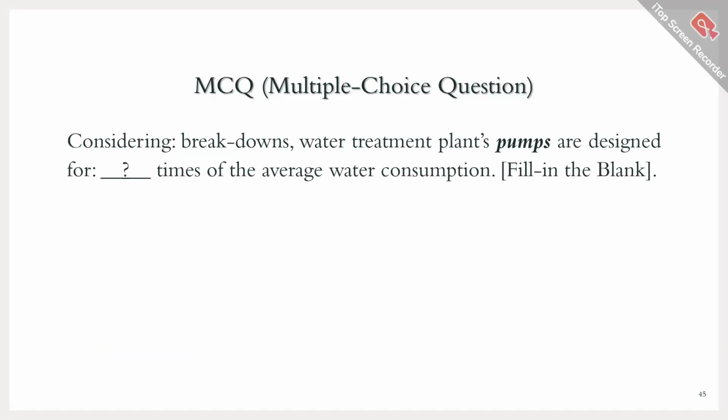Okay. We will move on to our next MCQ. It is a multiple choice question. One option will be correct. Considering breakdowns, water treatment plants pumps are designed for how many times of the average water consumption? Fill in the blanks. Option A is 2, option B is 1.5, option C is 2.7, option D is 2.5.